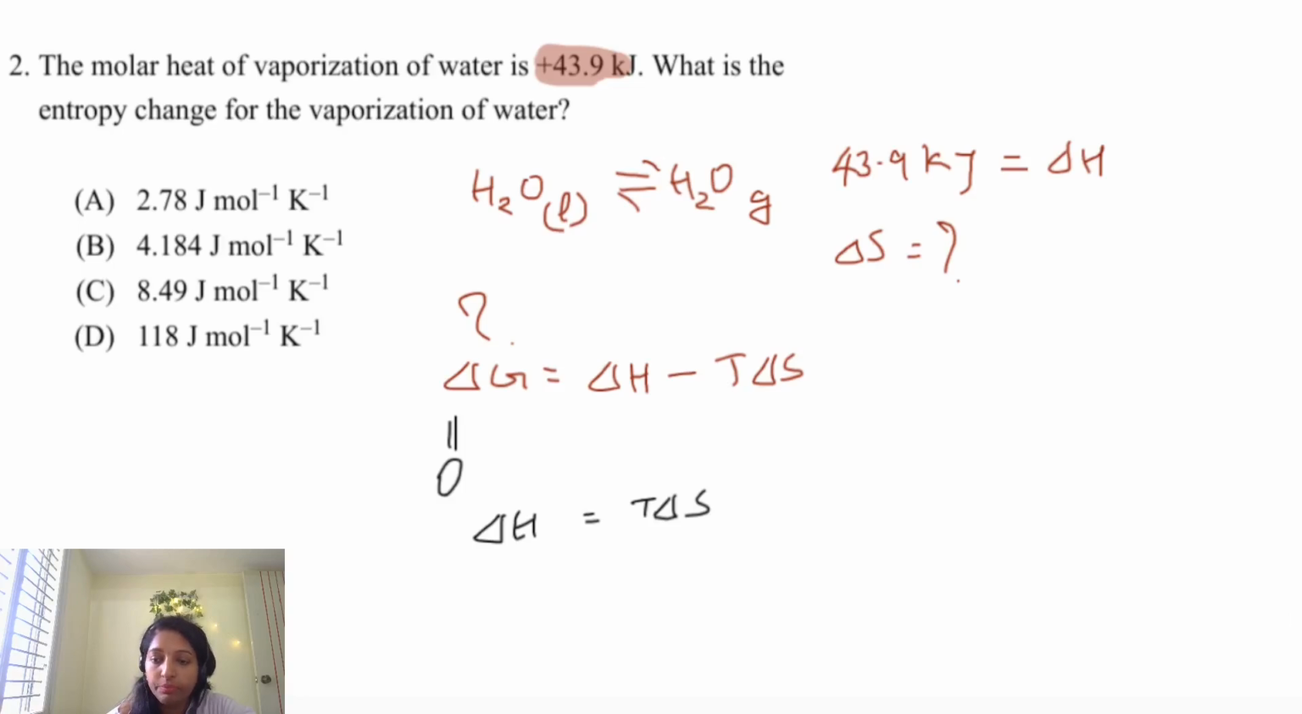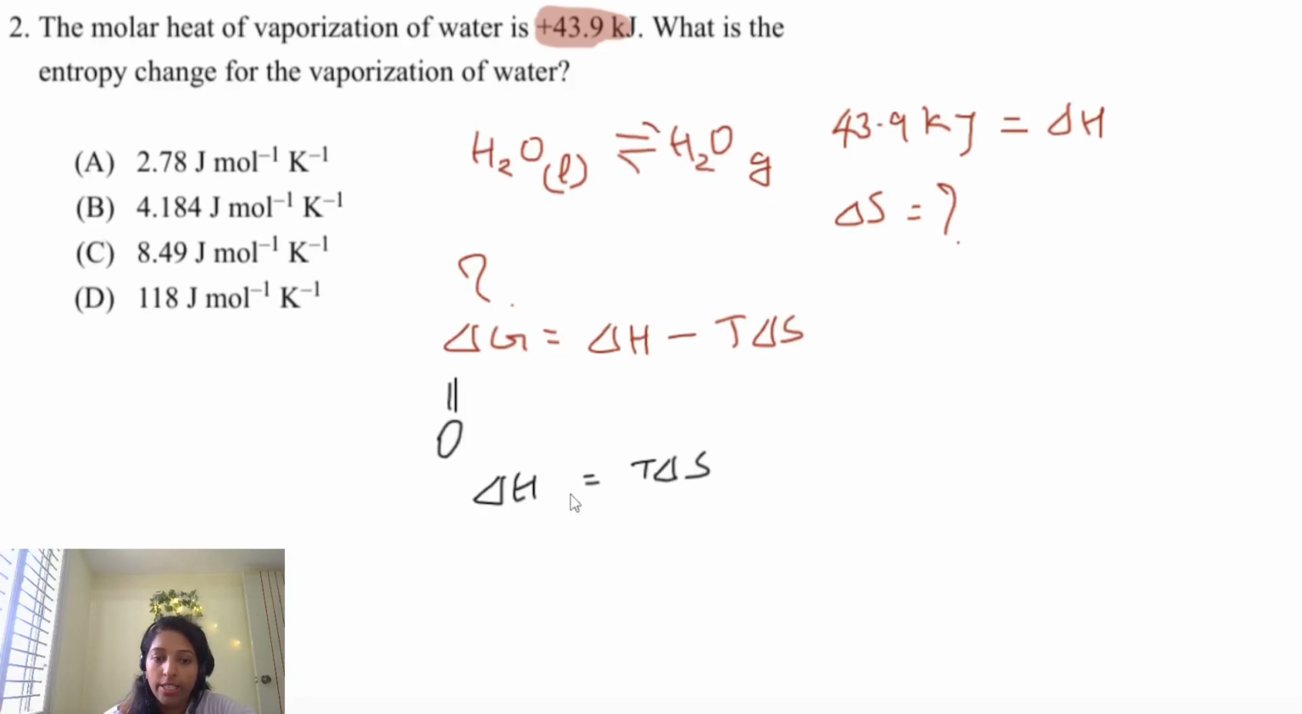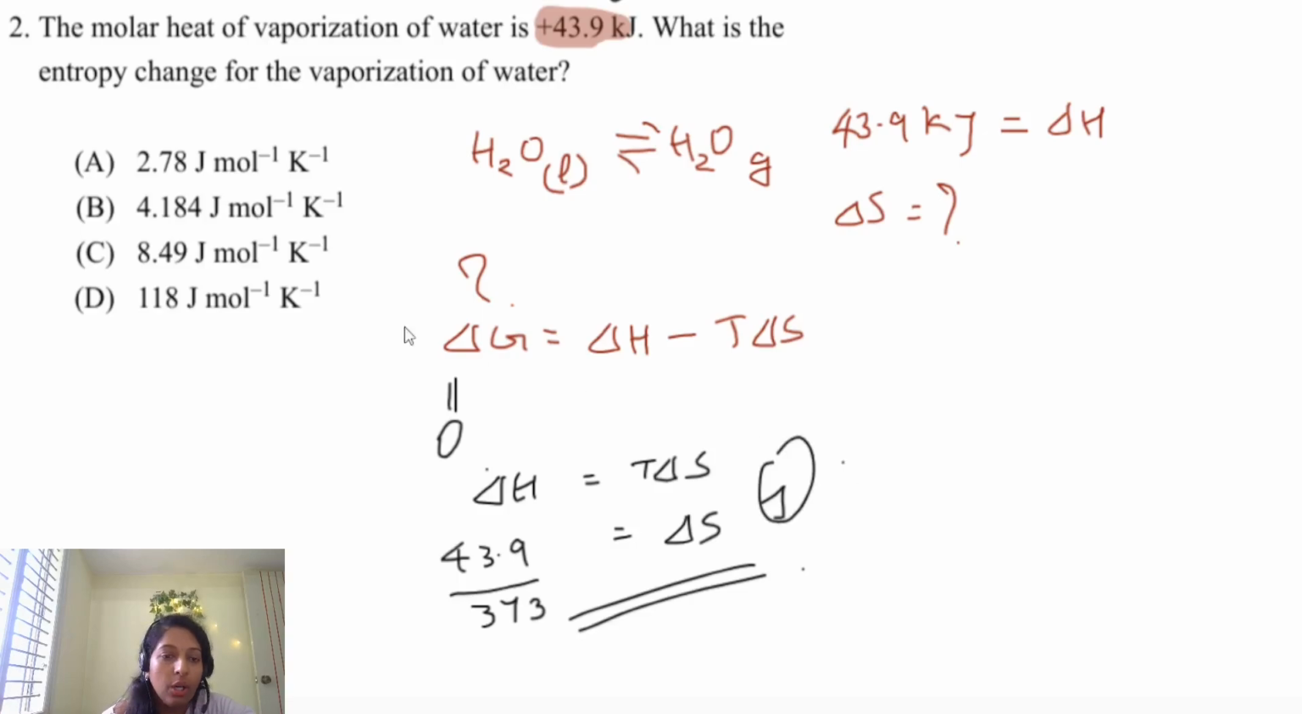So yes, delta H is given as 43.9, and the temperature is what? Water vaporization temperature means 100 degrees Celsius, so 373 K. So dividing by 373 will give the delta S. Okay. So in that way you can calculate. And make sure delta H is in kilojoules, and delta S is a small quantity, so that should be in joules. Okay. So that kind of calculation you can do.